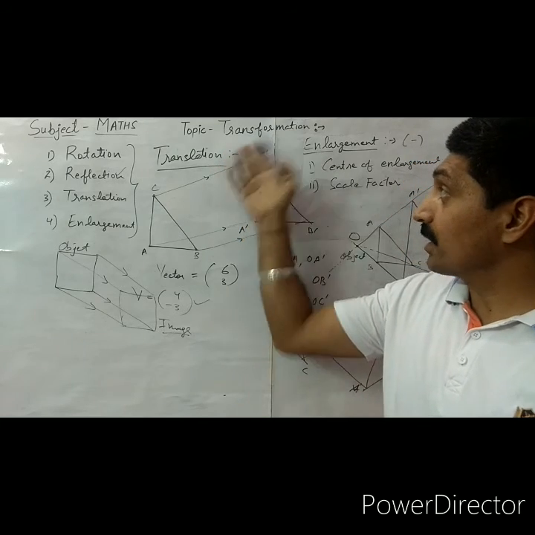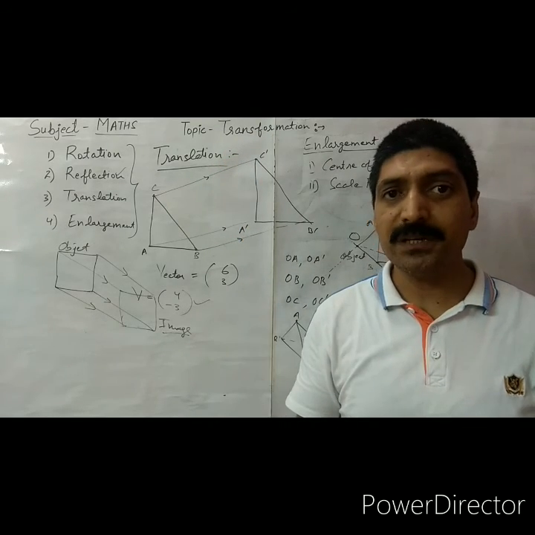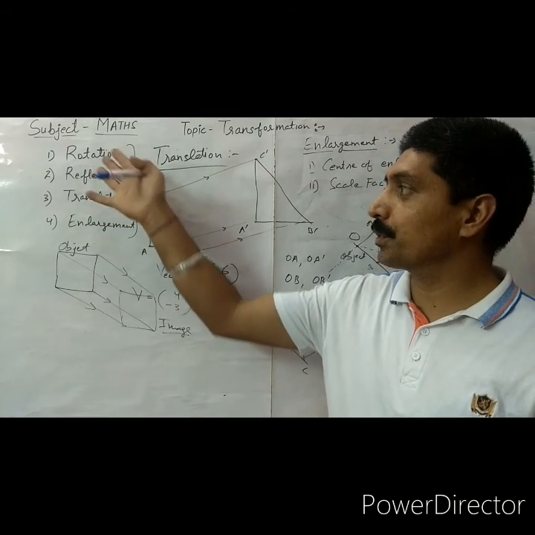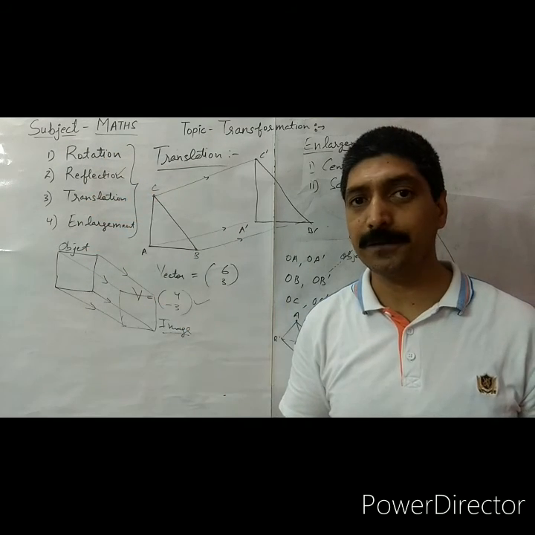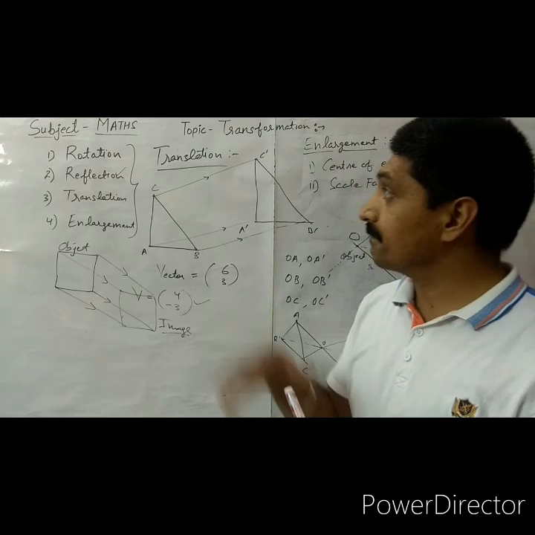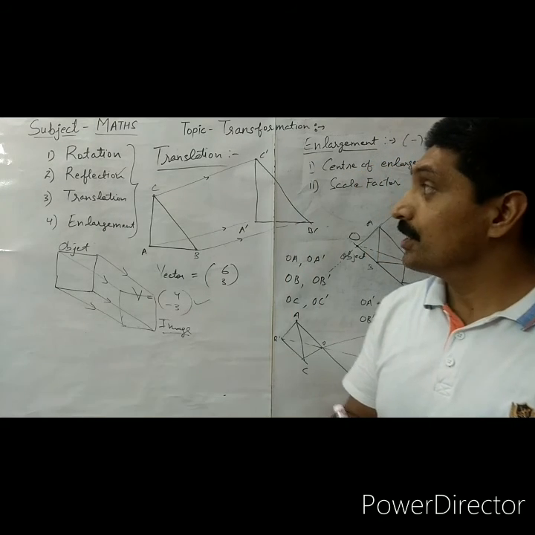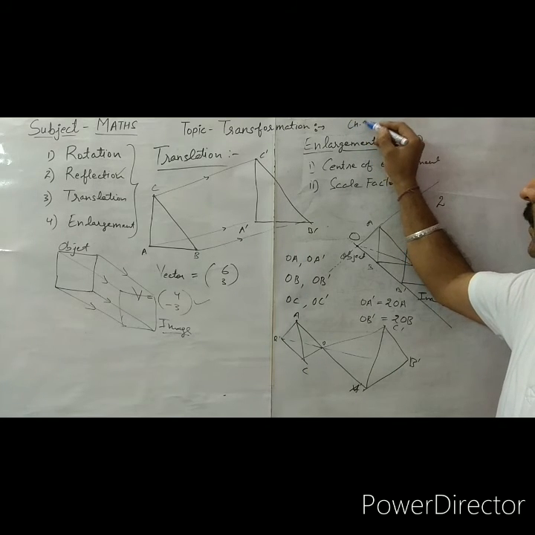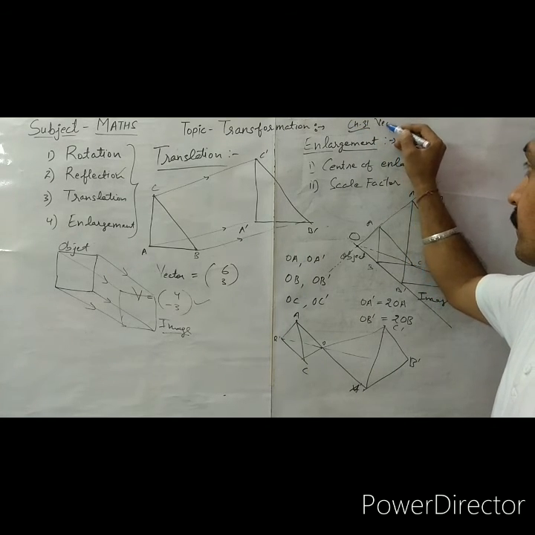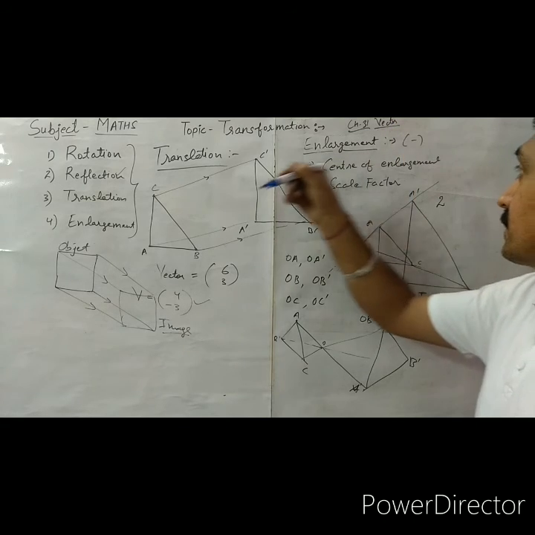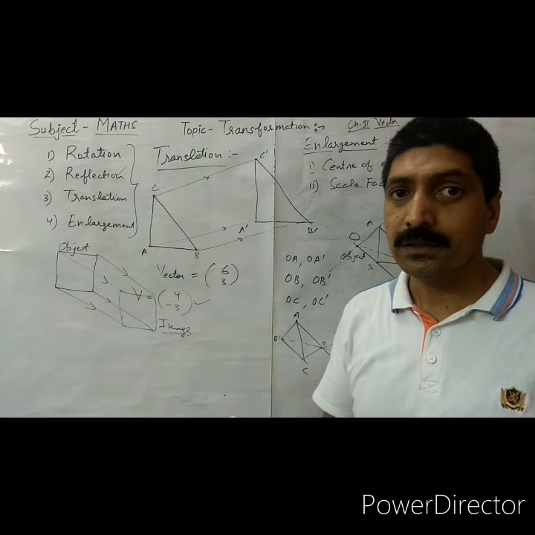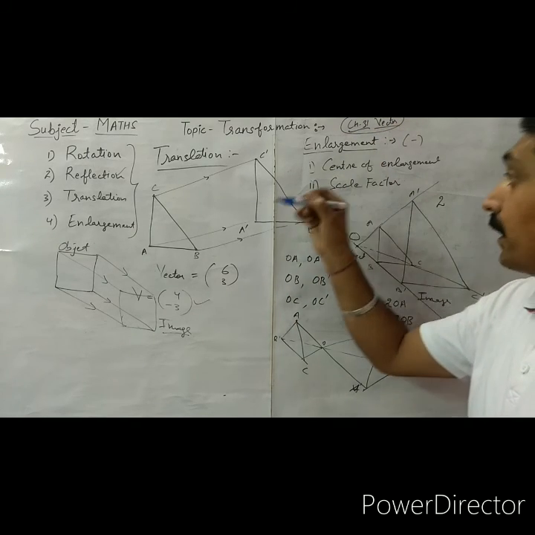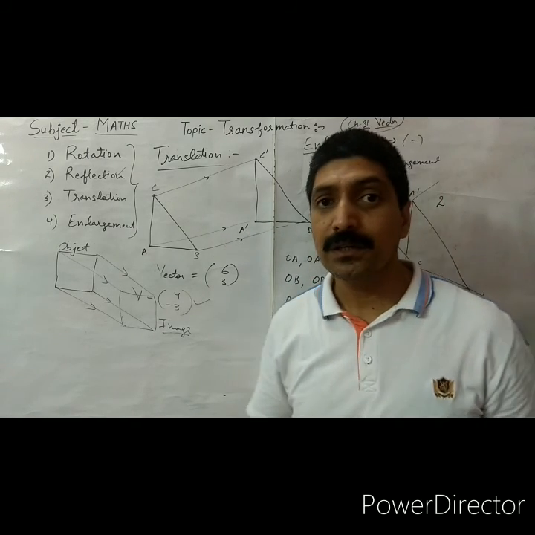So dear students, now this transformation is very simple. We have these four things: reflection, rotation, translation, and enlargement. And we have discussed in detail chapter number 31, that is vectors. So in this paper 1, we have the vectors in the syllabus.